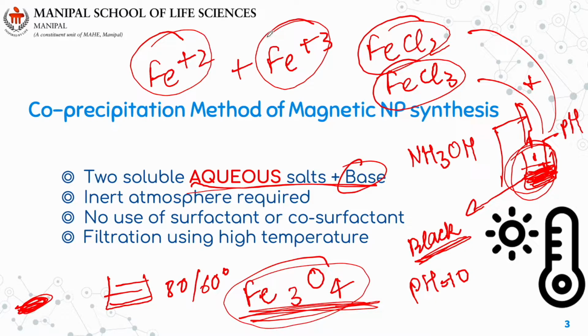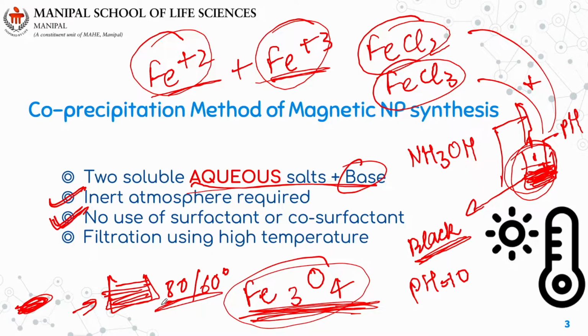Anything can happen. Our desired product is Fe3O4, but we will not get that because the Fe2+ and Fe3+ will get oxidized and form another product. We do not want that. That is why an inert atmosphere is required. There is no use of surfactant and co-surfactant. This method is preferred because we don't need to use any surfactant or co-surfactant. And it uses heating, as I told: we keep it in a beaker and keep it heated for around 2 hours at 60 to 80 degrees Celsius, depending on the morphology of the nanoparticles that we want.